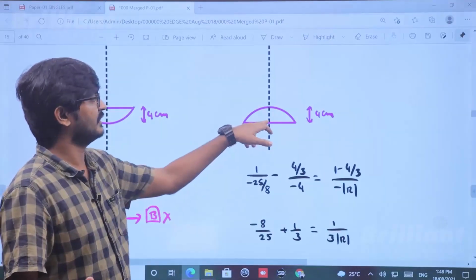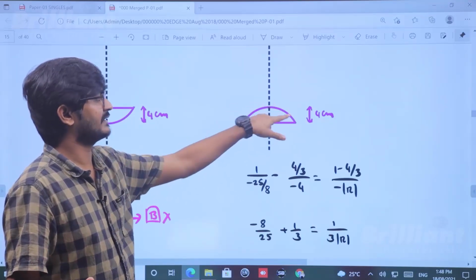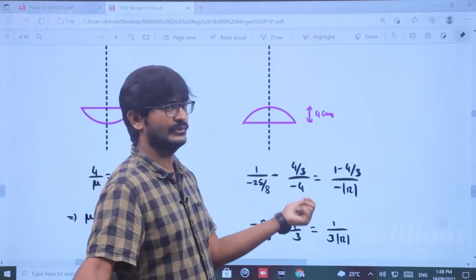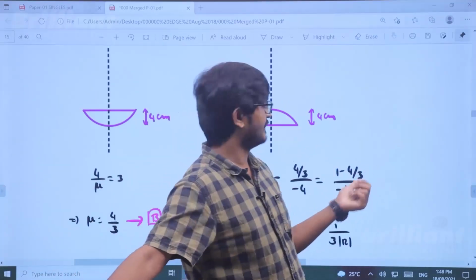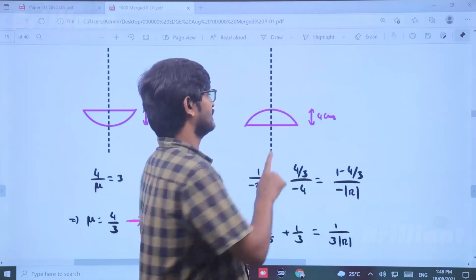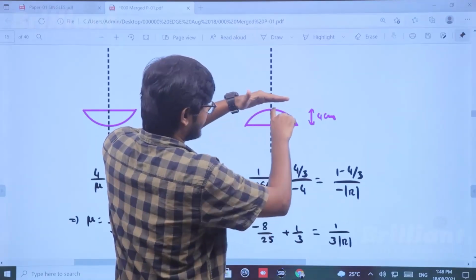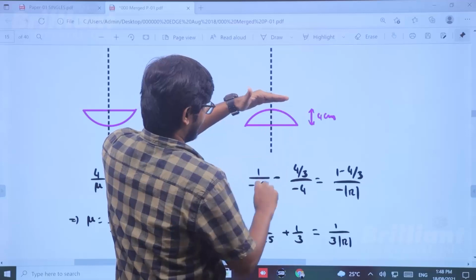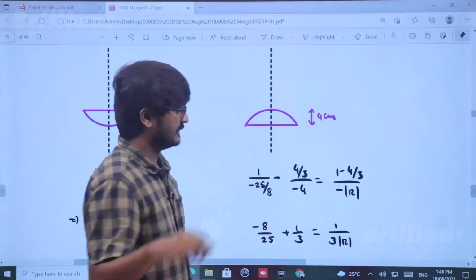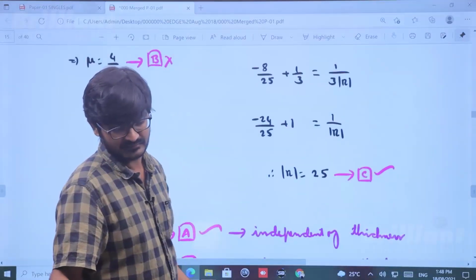Now you are keeping some point here. Light from that will undergo refraction through this curved surface. So refraction through a curved surface is mu2 by v minus mu1 by u equal to (mu2 minus mu1) by r, right? The incident ray direction is this way, so distances you will measure from this pole. So the object distance is minus 4, the image distance is minus 25 by 8, and the radius of curvature is also negative, right? So when you calculate from here, you will get a radius of curvature of 25.